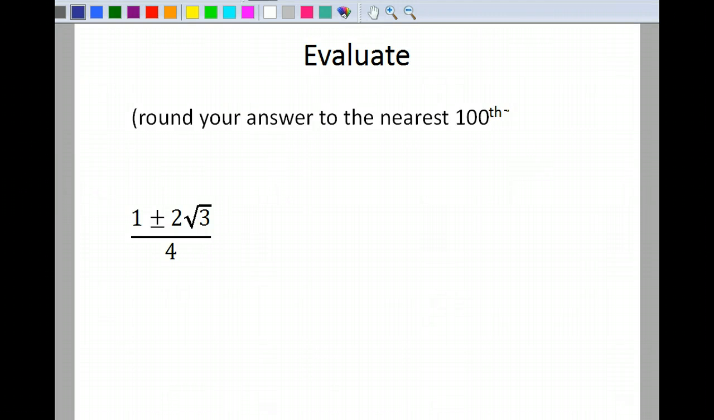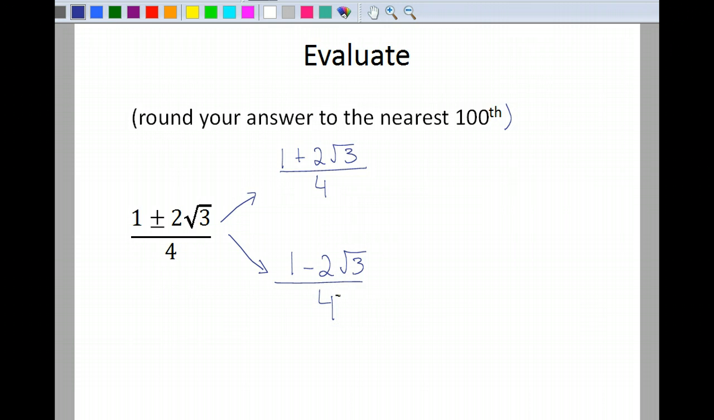And we're going to round our answer to the nearest hundredth. That's 2 places past the decimal. So now notice I've got this plus or minus sign. So I'm going to have to do the positive version. So I've got (1 + 2√3)/4. And I also have (1 − 2√3)/4.